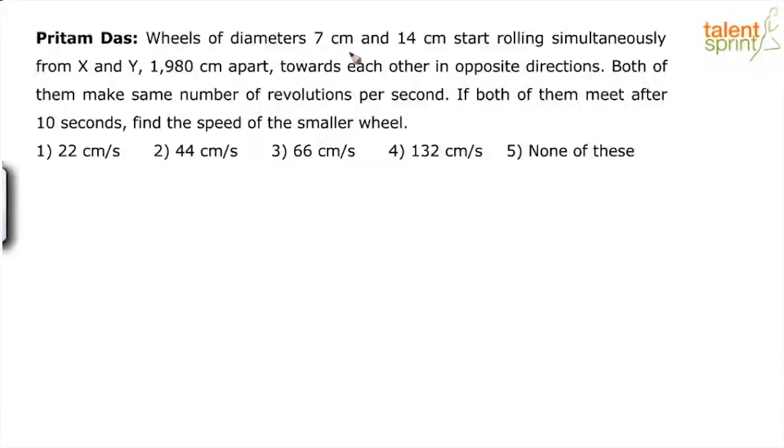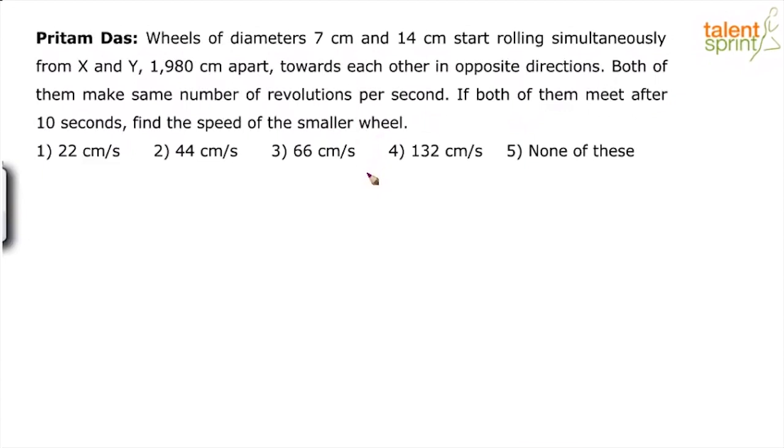Wheels of diameters 7 cm and 14 cm start rolling simultaneously from X and Y, 1980 cm apart, towards each other in opposite directions. Both of them make the same number of revolutions per second. If both of them meet after 10 seconds, find the speed of the smaller wheel.